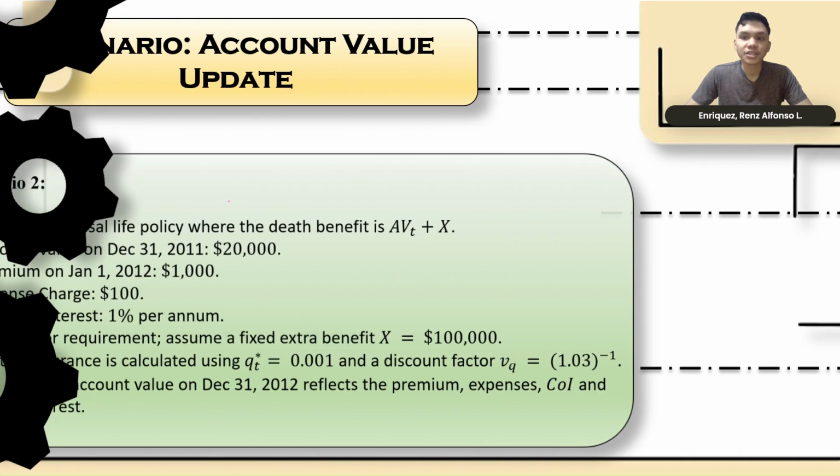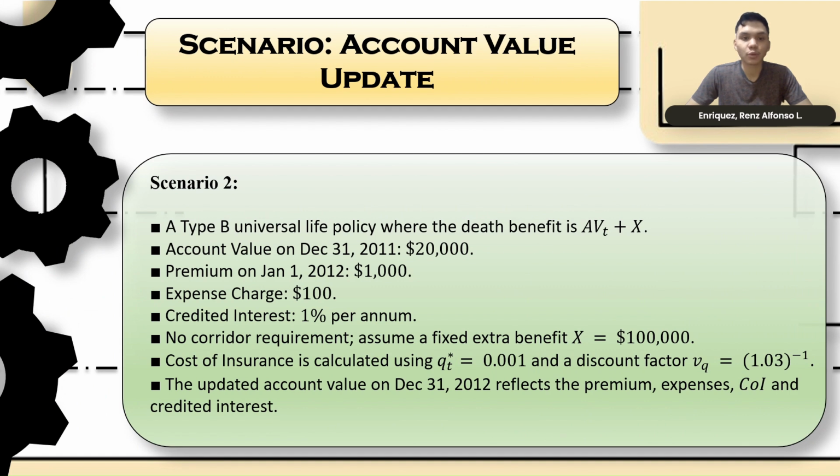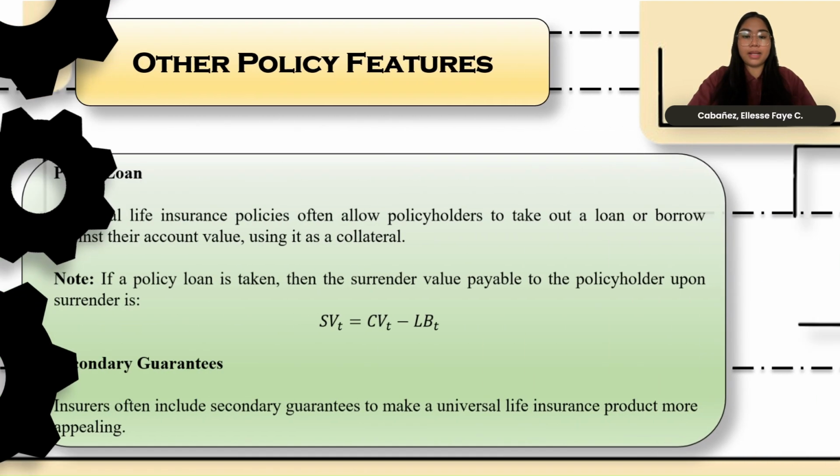Now, consider another scenario for a different type of policy, where the death benefit is your account value plus an extra $100,000. Suppose your account starts at $20,000. You pay a premium of $1,000 and there's an expense charge of $100. With a small interest rate applied, the account value updates at the end of the year after subtracting the cost of the insurance. This shows even after fees and costs, your money can still grow over time to help maintain your benefit. Now we'll be discussing some additional features.